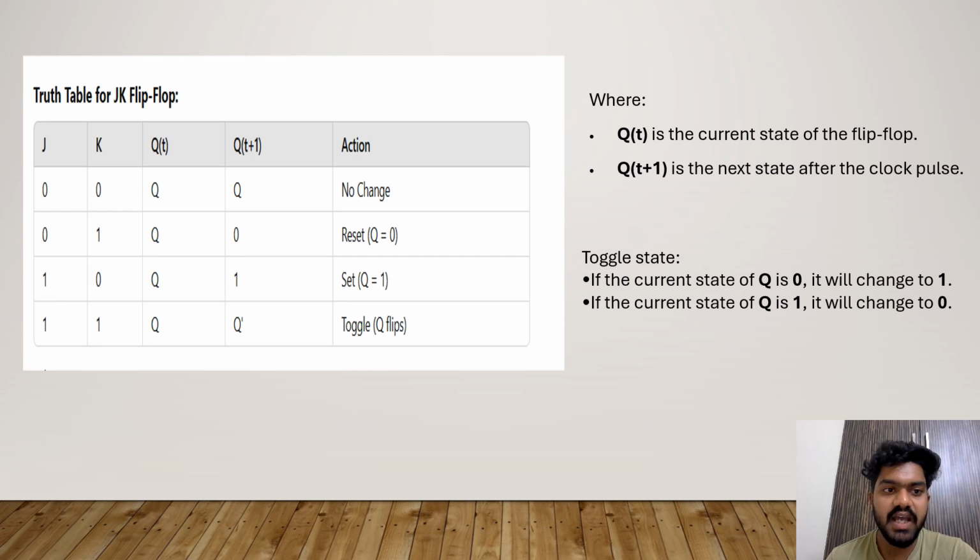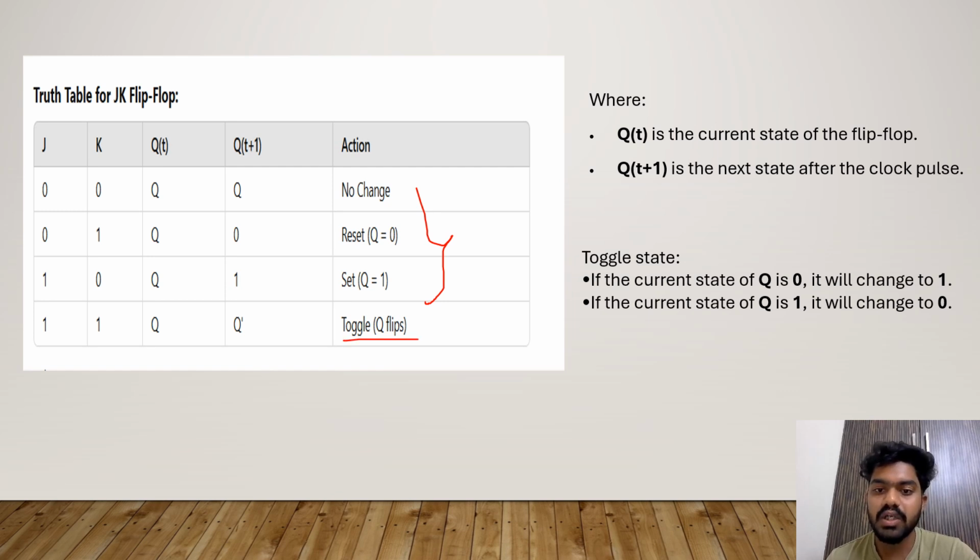That truth table is the same as the SR flip-flop for the first three conditions. When both are given as 0, the output is Q and there is no change. When J is 0 and K is 1, the output is 0, that is the reset condition. When J is 1 and K is 0, we get output 1, that is the set condition. The difference from the SR flip-flop is that when both J and K are given 1, we get the toggle condition.